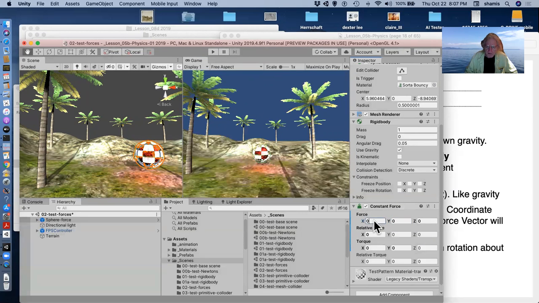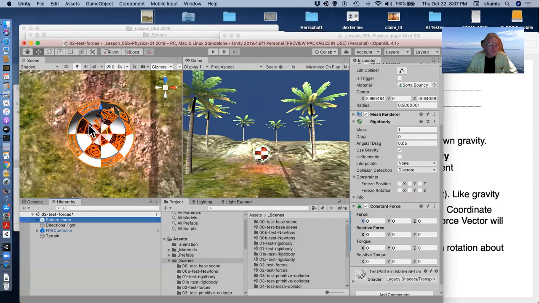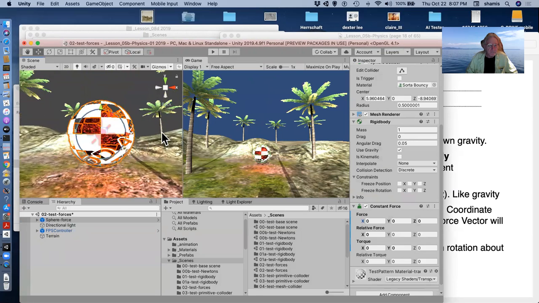Of course, that's not terribly interesting. Let me get over here where I can see the axes. So the way my ball is oriented, I have the red or X axis pointed out to the right here. I have my Y or up pointed up. And if I look at it, I can see that I have the forward vector pointed that way.